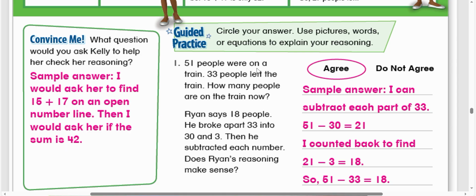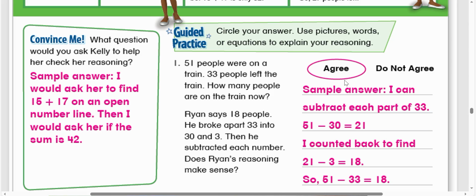51 people were on the train. 33 people left the train. How many people are on the train now? Okay, we can find the difference together. Ryan says break apart 33 into 30 and 3. Then subtract each number. 51 subtract 30 and then subtract 3. 51 minus 30 equals 21. 21 minus 3 equals 18.